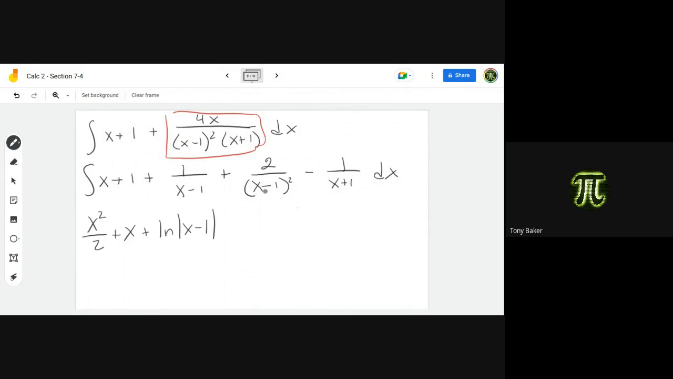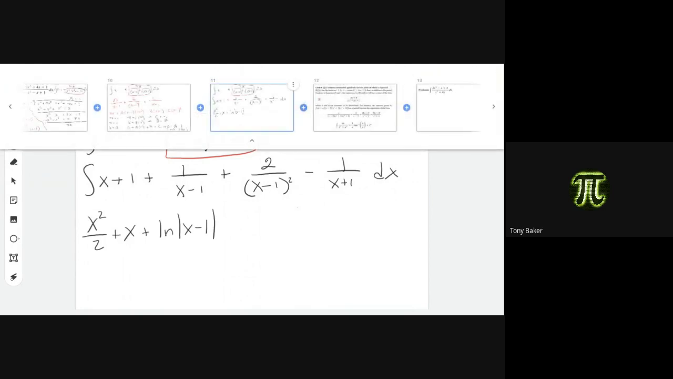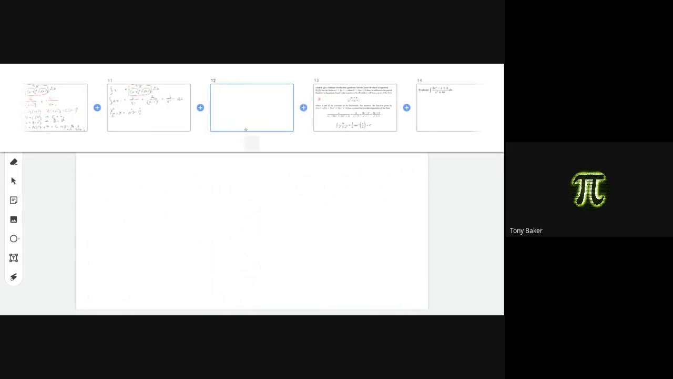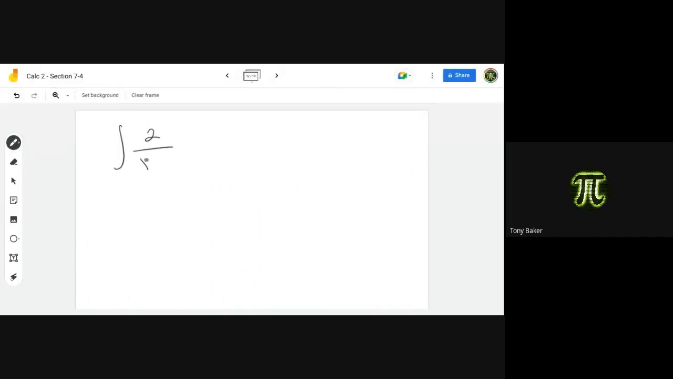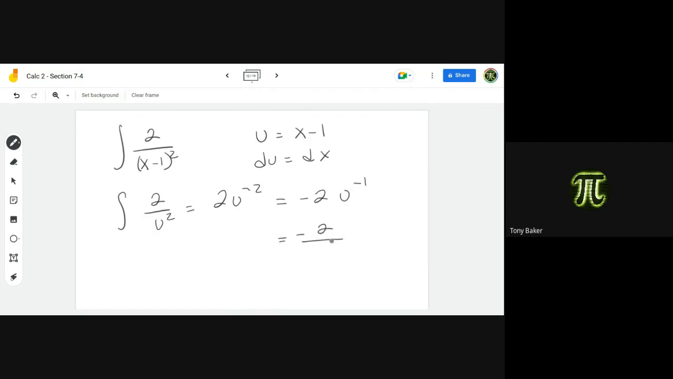What's the integral of 2 over x minus 1 squared? Great question. You actually have to do u-sub for this one. So u is x minus 1, so du is just dx. That's simple. So it's the integral of 2 over u squared, so 2u to the negative 2. So that's negative 2u to the negative 1, or negative 2 over x minus 1.